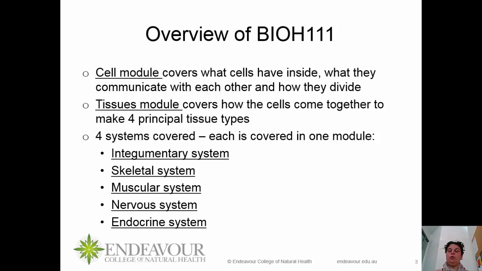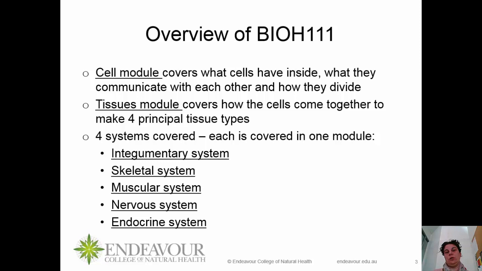So in the first module, you're going to be introduced to what a cell is, what it has around it, what it has in it, what sort of functions it can perform, and how it performs specific functions to help the body do what it does.